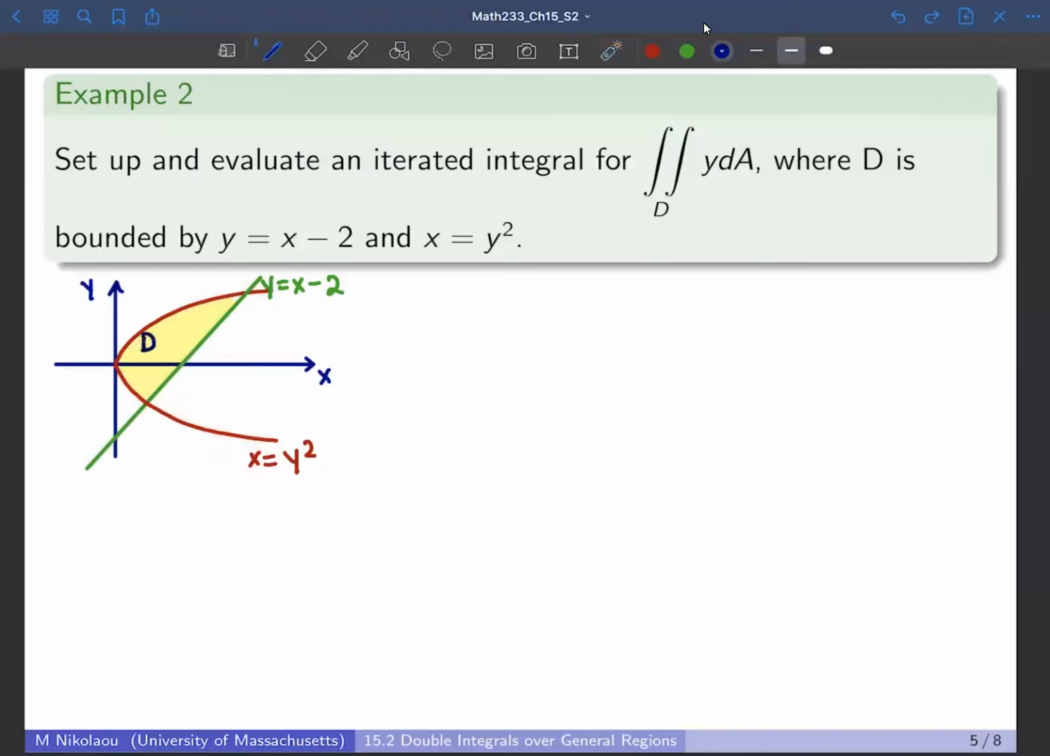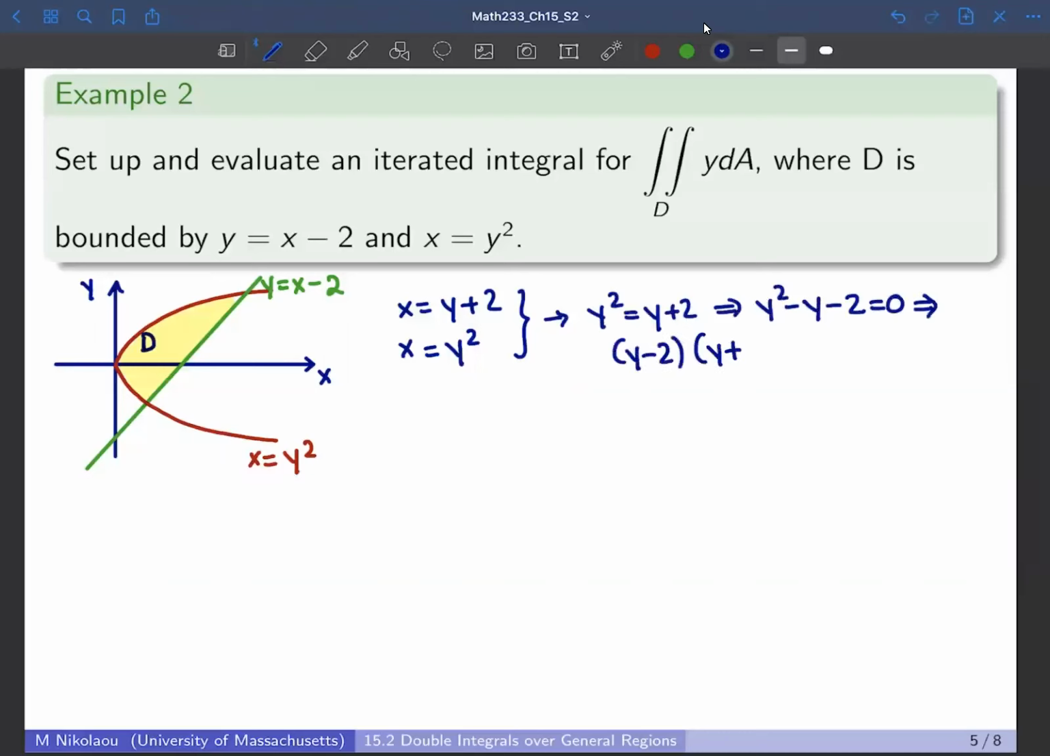The first thing that we need to do is find the intersection points between the two curves. So solving for x, the equation y equals x minus 2 will give us that x equals y plus 2. And we also have the parabola x equals y squared. So equalizing these two will give us that y squared is equal to y plus 2. That gives us y squared minus y minus 2 equals 0, which means if we factor that we have y minus 2 times y plus 1 equals 0. And that gives us two roots, y equals 2 and y equals negative 1.